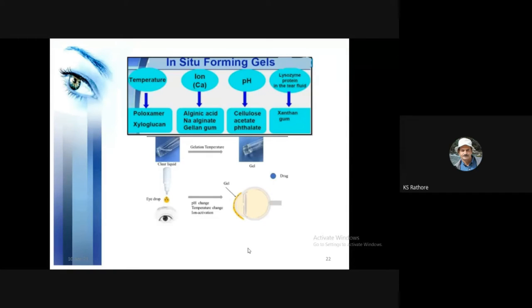And for ion exchange capability, we use certain alginic acid, sodium alginate, gellan gum, carrageenan. So these are examples of ion exchange, because in our eyes, calcium ions are there. They act with this kind of polymers and convert the drop into the gel form. And when it is pH sensitive, then cellulose acetate phthalate, carbomer. These are the examples of pH sensitive. And for lysozyme, we use xanthan gum, an example of a protein in our eyes. Other than this, UV radiation and light sensitivity also convert sol into the gel form.